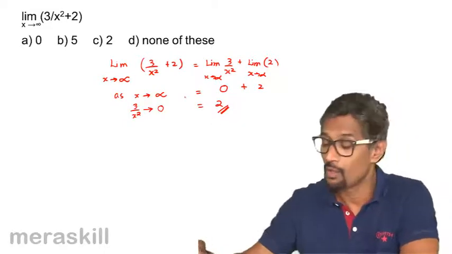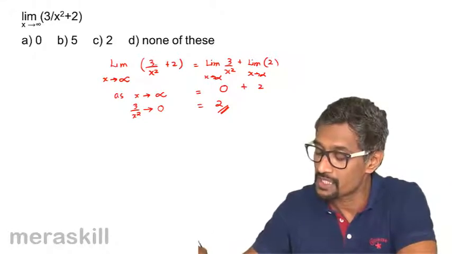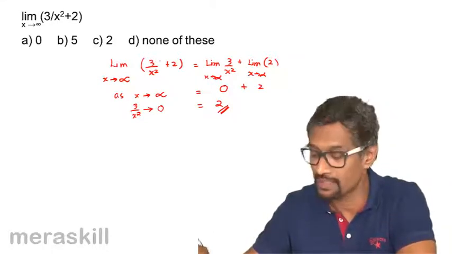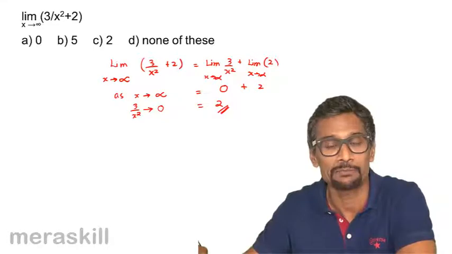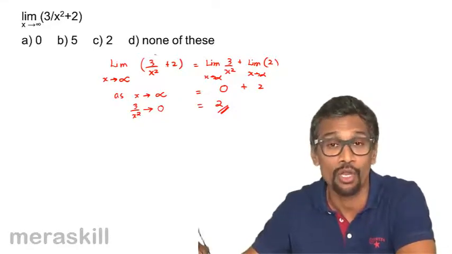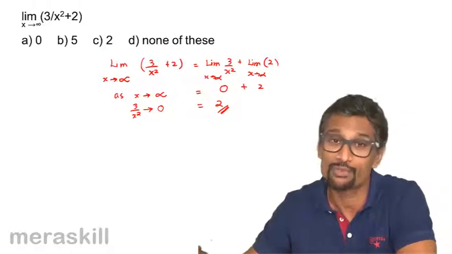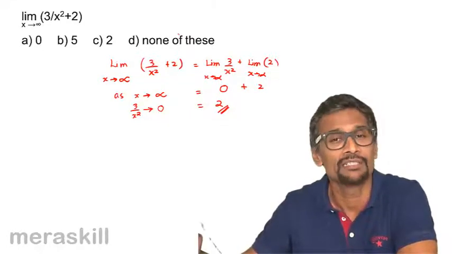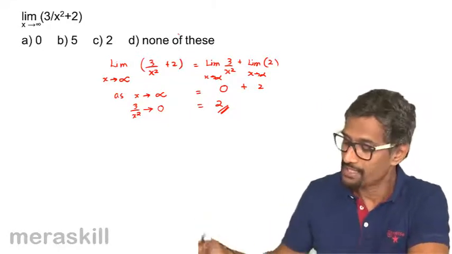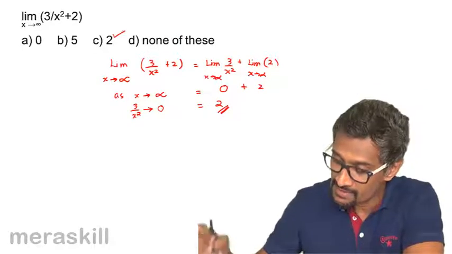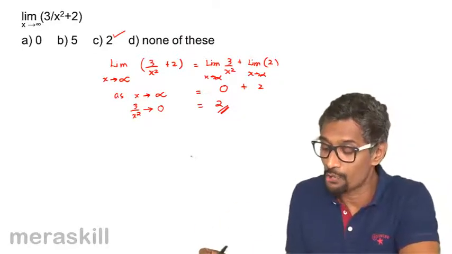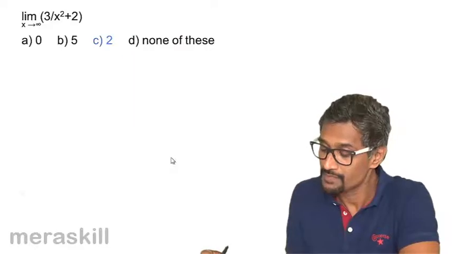Remember one thing, whenever x approaches infinity and you have x in the denominator, the value of that particular expression will approach 0. It will not become equal to 0. The value of that function approaches 0, so we say the limit of that function is 0. Right. So among these, this is the correct option we have. Okay.